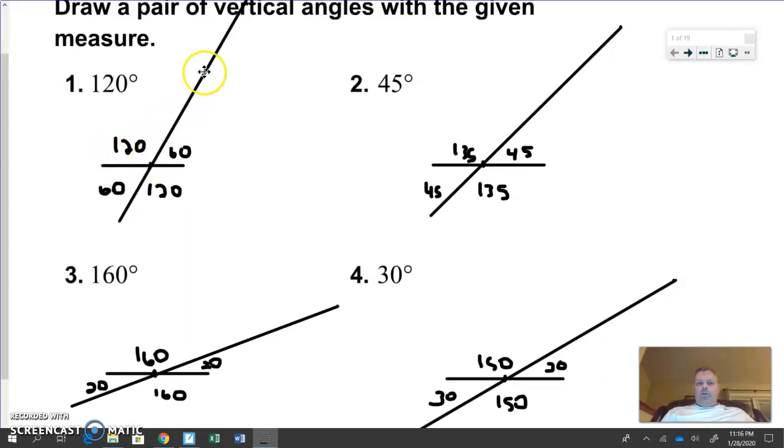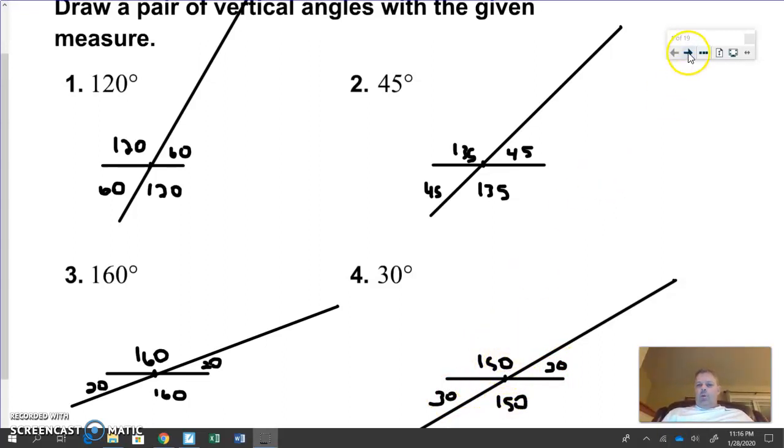I drew a 120-degree angle that is vertical. The other angles will be 60 because these are supplementary. 45-degree angles are vertical. Since these are supplementary, those add up to 135 on the other side. We have the 160-degree angles with 20 as the other verticals. We have 30-degree angles with the other as 150.